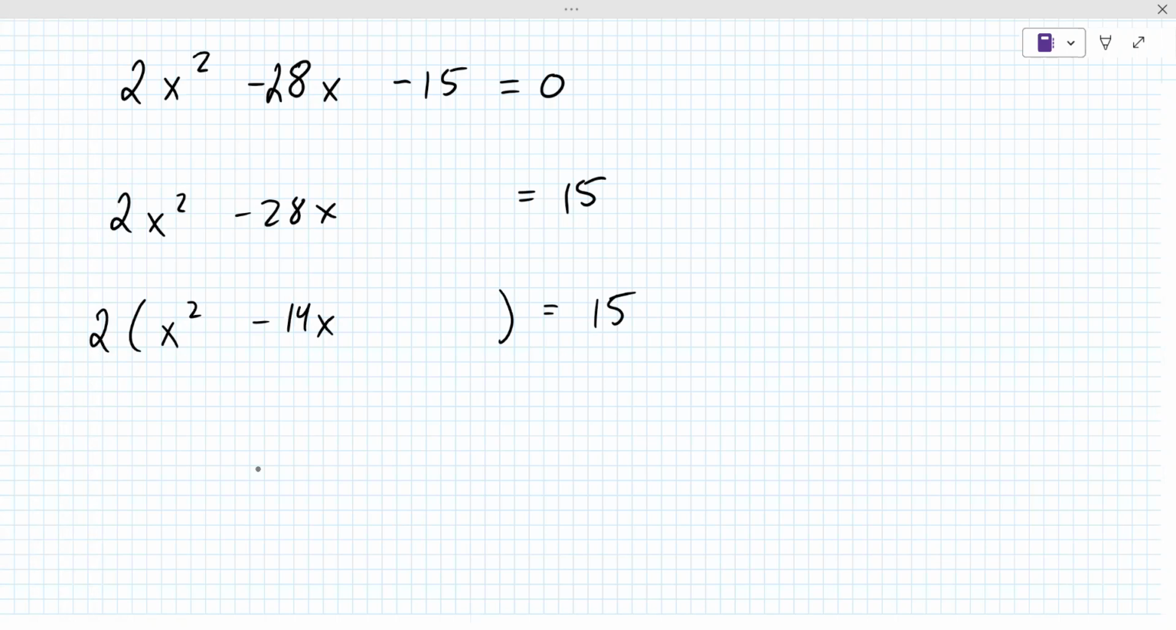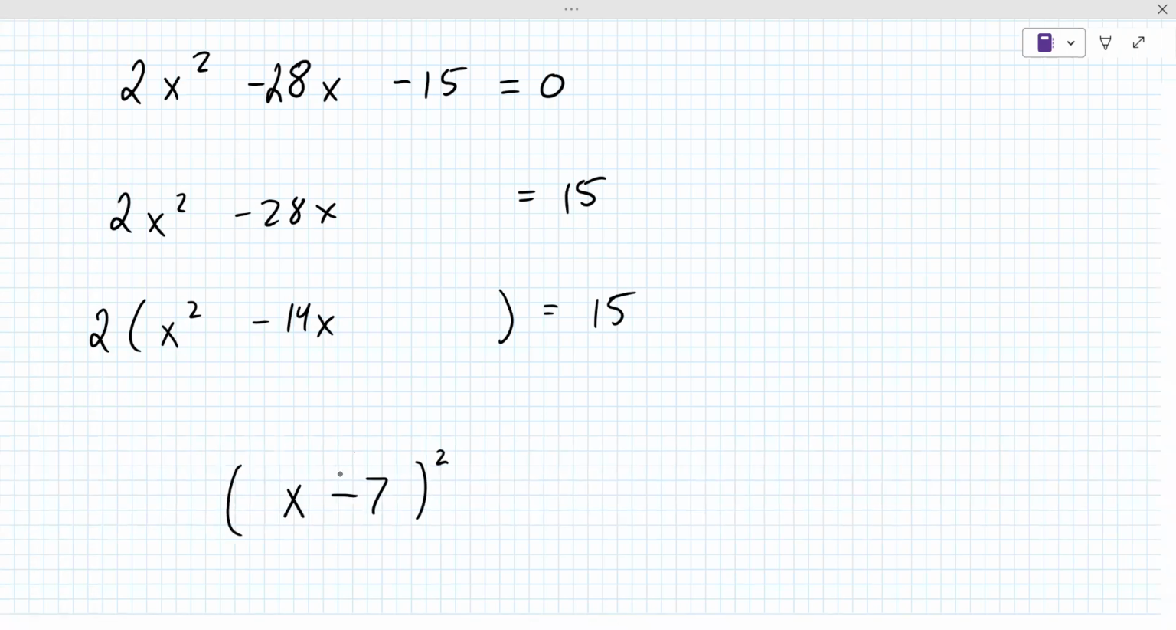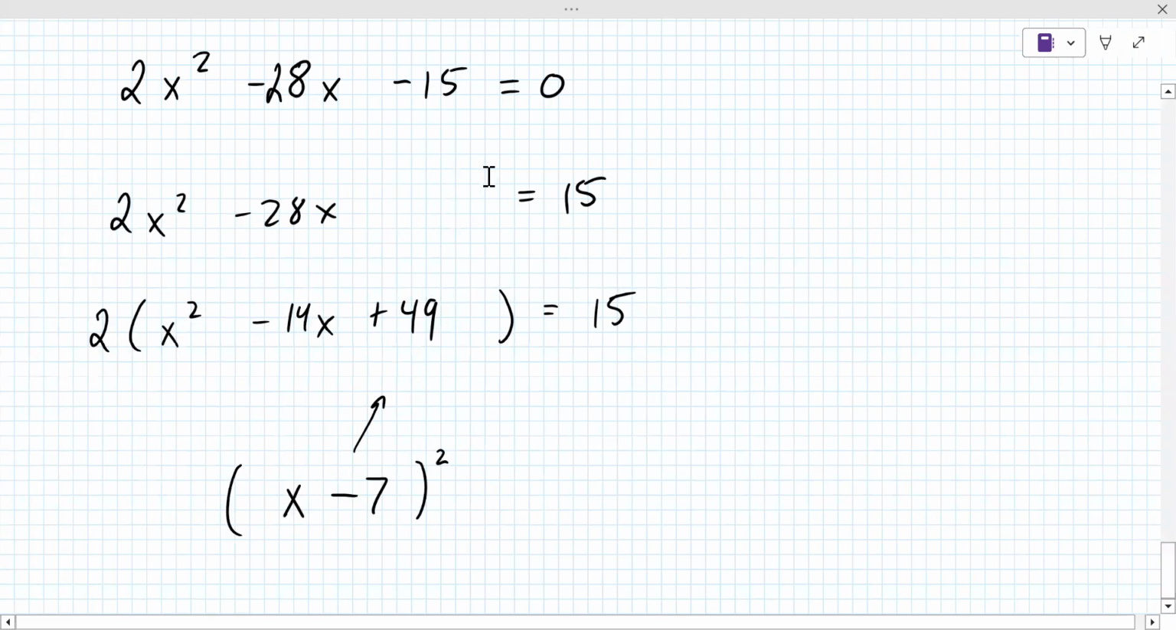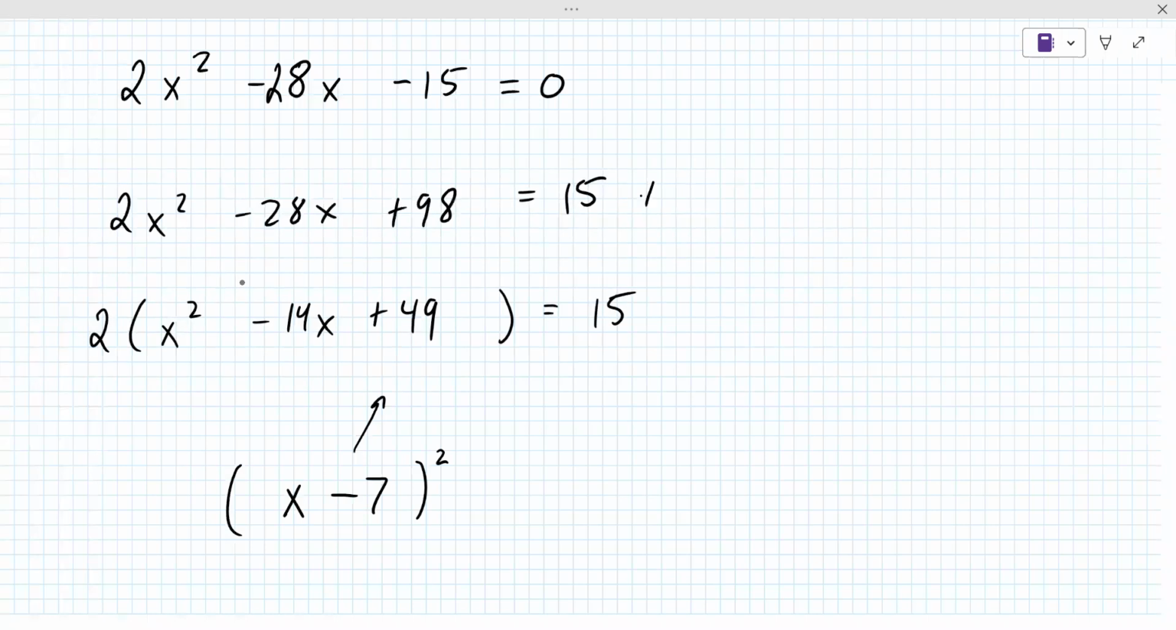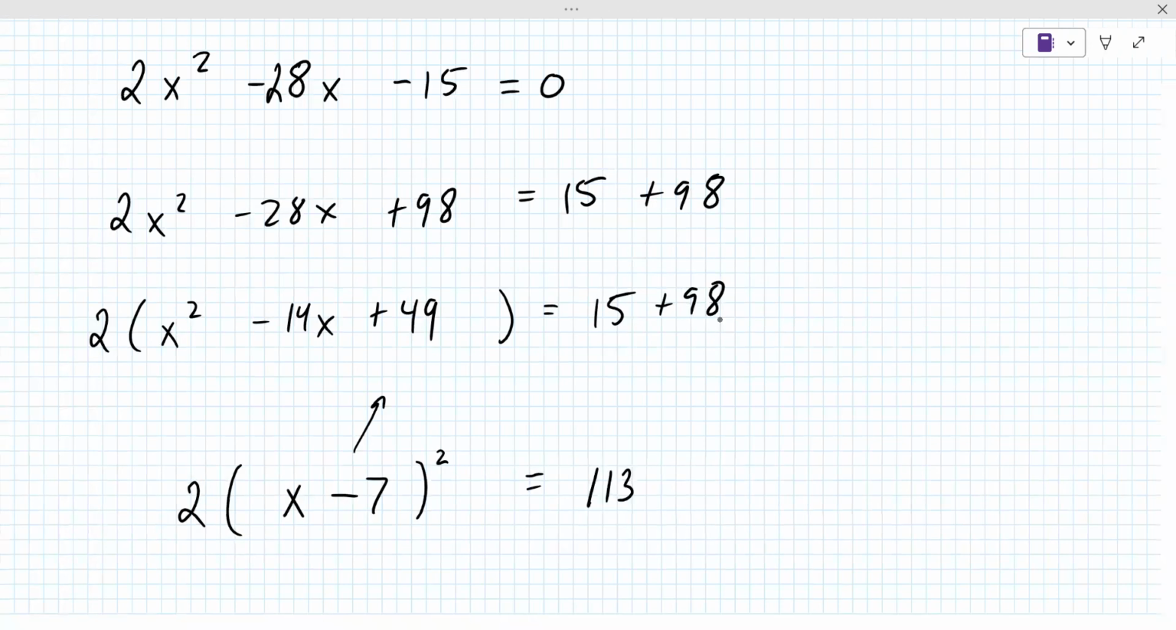Divide, so do x equals x minus 7. Good. So what goes back in this position? 49. Plus 49. And then what goes in the next position? 98, I think. Good. And that's the one you do to both sides. All right, so this one ends up equaling 113. Okay. Is that okay? Yep.